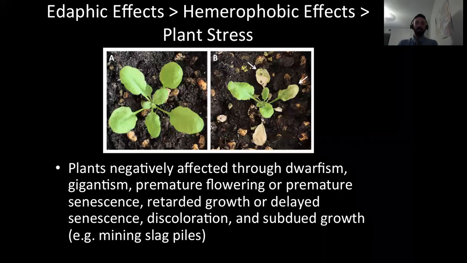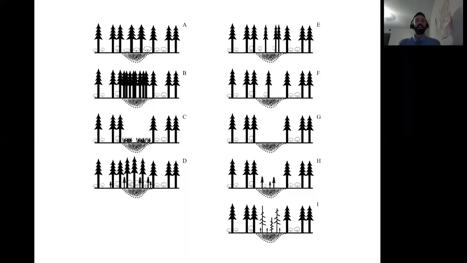Here's what I was talking about with plant stresses. There's a list of different categories of plant stress and a whole picture there. So this is an example of a hemerophobic effect on plants to look out for. And here I made little thumbnail sketches of all of these extrinsic anthropogenic categories, the gray area being a cultural deposit.